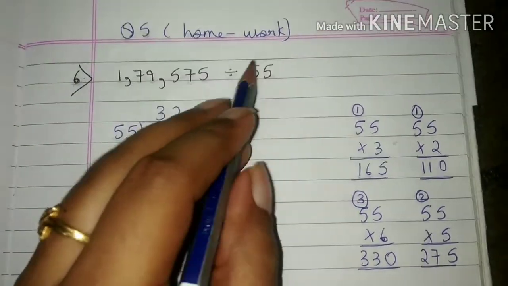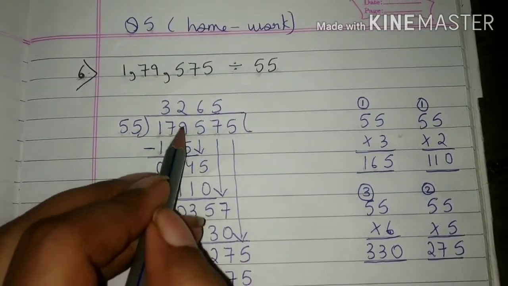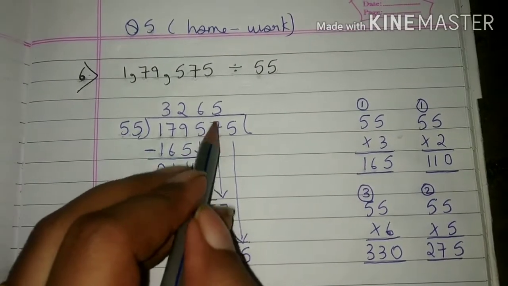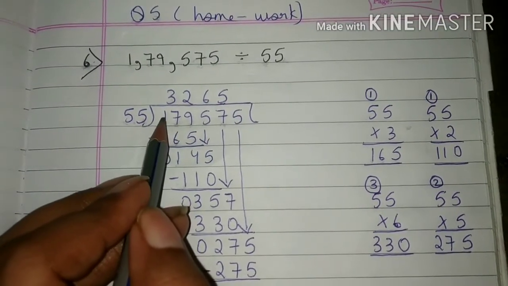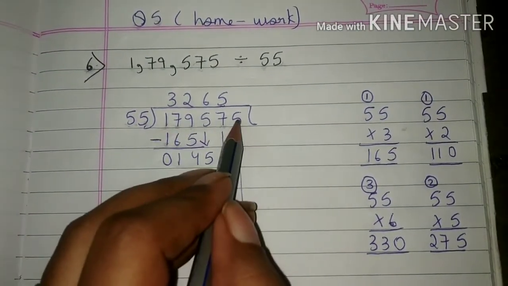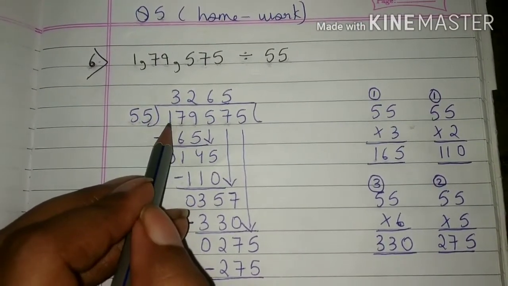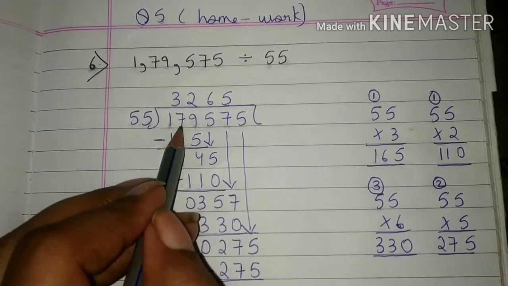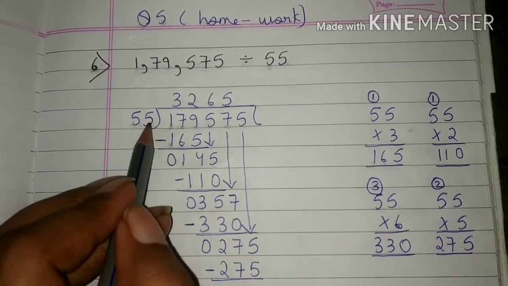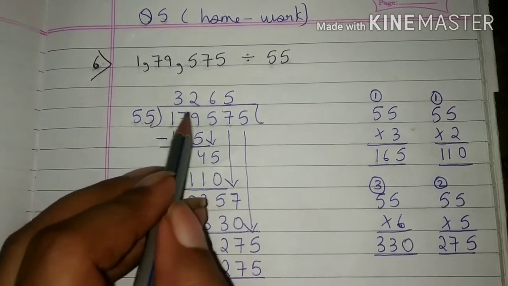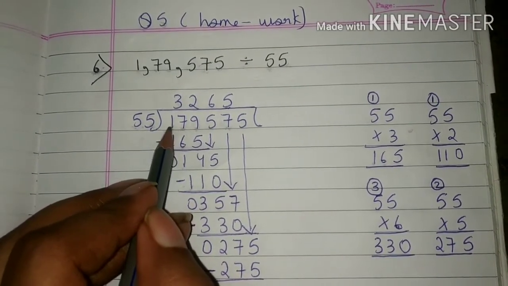1,79,575 divided by 55. Students, we will write 1,79,575 here and after that we will write 55 here. Students, in this question we are dividing the number by 2 digits, that is 5, 5. So here also we will consider 2 digits, that is 17. But students, 17 is smaller than 55. So we will consider next digit, that is 9. Now number becomes 179.